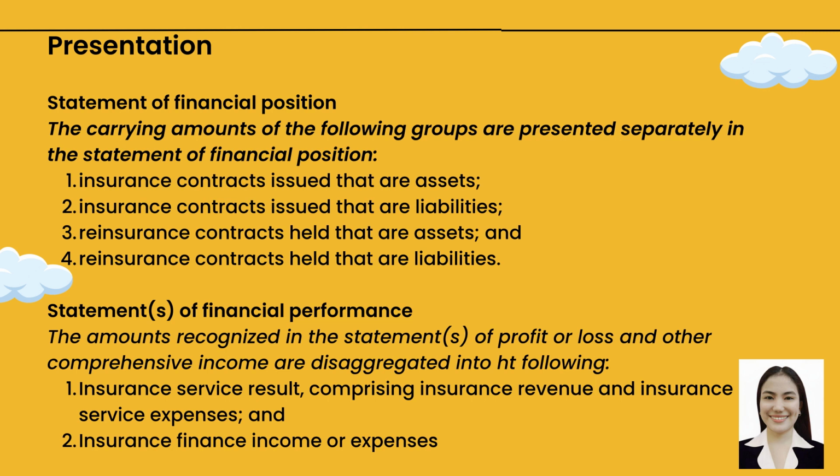Ayan. So, sa financial performance naman or yung sa statement of income and expenses, so the amounts recognized in the statements of profit or loss and other comprehensive income are disaggregated into the following. Ayan. So, insurance service result comprising insurance revenue and insurance service expenses and insurance finance income or expenses. So, yung CA or yung carrying amount of a group, gaya ng any asset or liability, recognized for insurance acquisition cash flows. Also, ang additional na i-take note natin here is that income and expenses from reinsurance contracts held ay presented siya separately from income or expenses from insurance contracts issued.